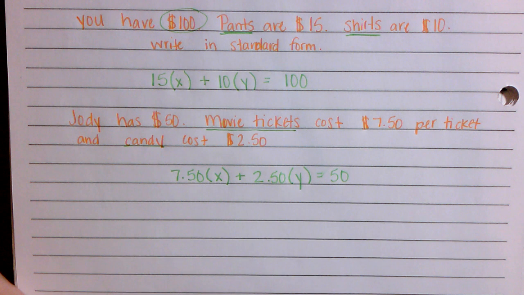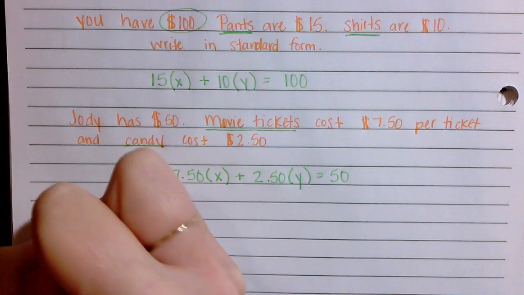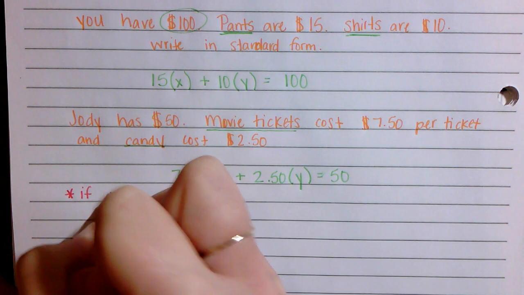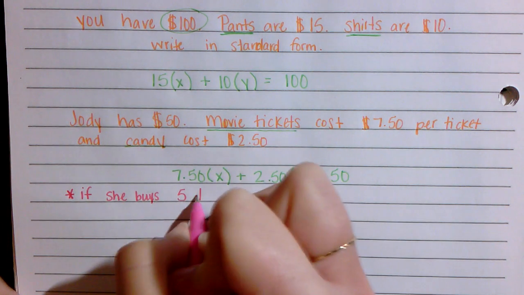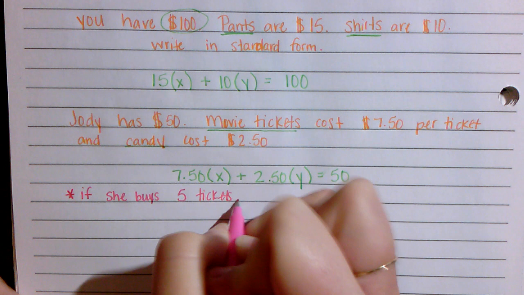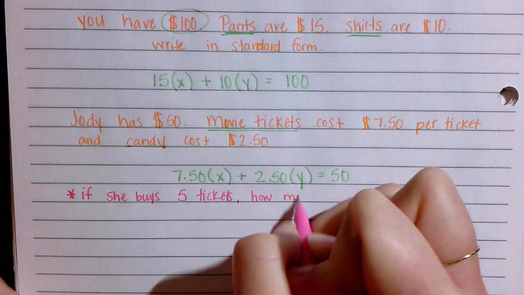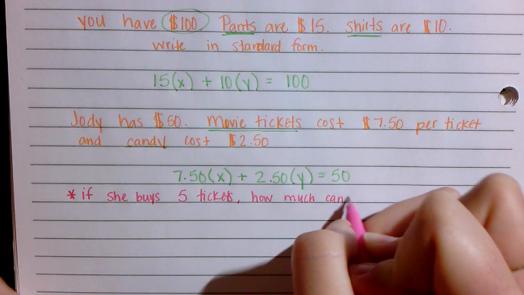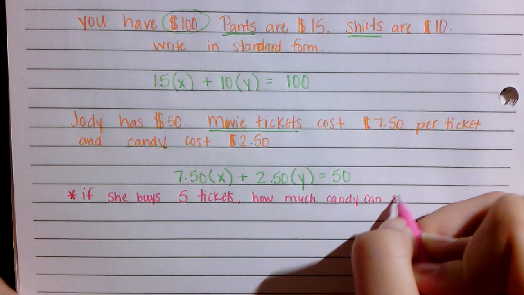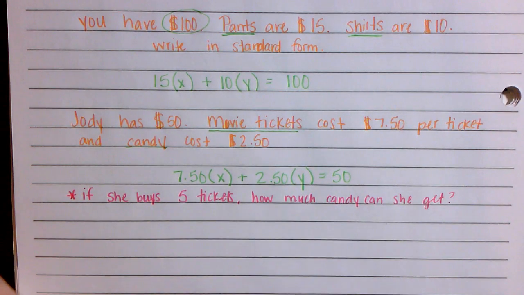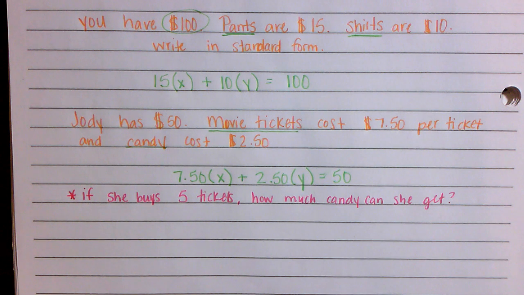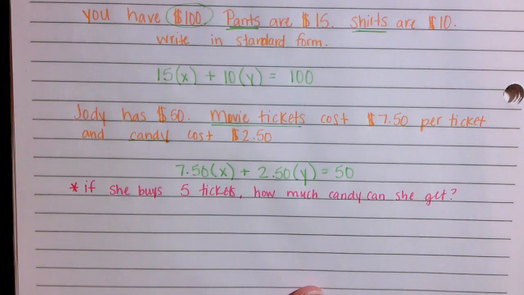Now, what if it asked if she buys 5 tickets, how much candy can she get? Well, it gave us one of these variables. It didn't give us the other, but we know how to solve for a missing variable. We've done this since day one. So let's figure out what we need to plug into our equation.